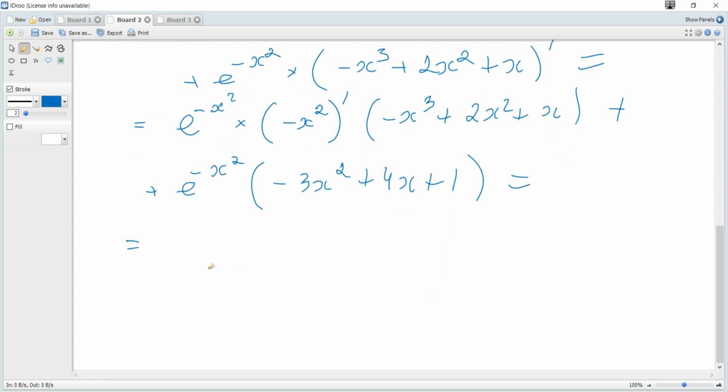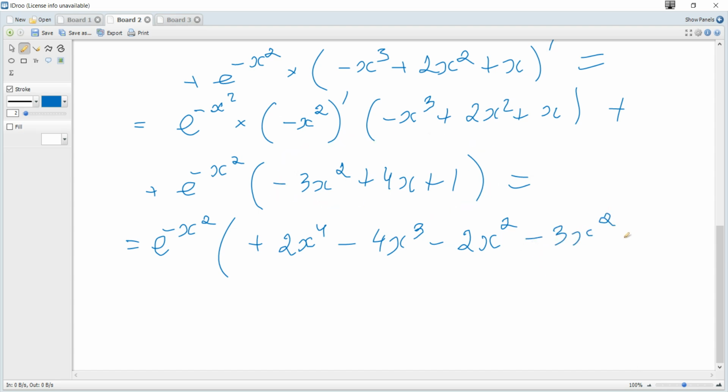And finally we can factor out e to negative x squared, and it's negative 2x multiplying by, we can expand this, so it becomes 2x to the power of 4 minus 4x cubed minus 2x squared, and plus this, so it's minus 3x squared plus 4x plus 1, and it becomes 2x to the power 4 minus 4x cubed minus 5x squared plus 4x plus 1.